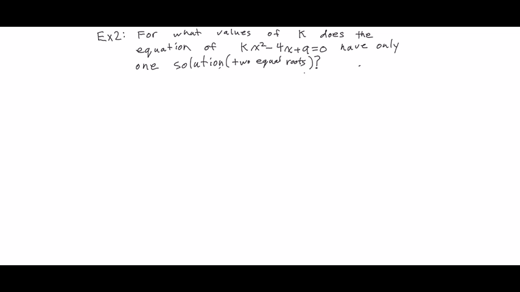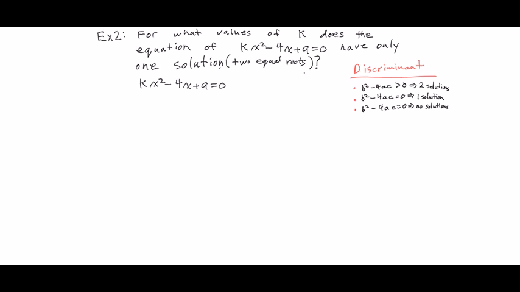So remember before we said the discriminant was b squared minus 4ac, and we knew the following about it. And we have these properties. B squared minus 4ac greater than 0, 2 solutions. B squared minus 4ac equal to 0, 1 solution, and then b squared minus 4ac less than 0, no solutions. In this case, we're looking for one solution. So we're going to take a look at our original equation. Let's identify a, b, and c.